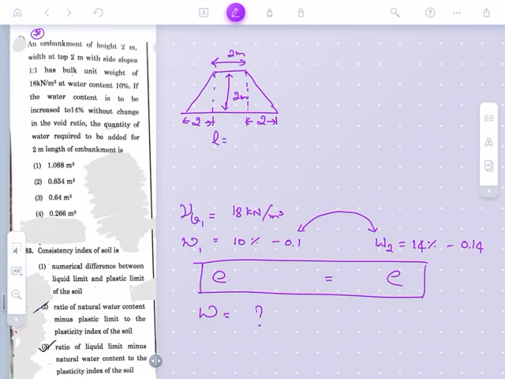And the length of the embankment is given. The length of the embankment will be equal to 2 meters. By making use of this, I can find the volume of the embankment. Volume of the embankment will be equal to 2 into 2 plus, again, this area will be 2 plus 2. So the total length of the embankment is 2. So the volume you will get is 16 meter cube.